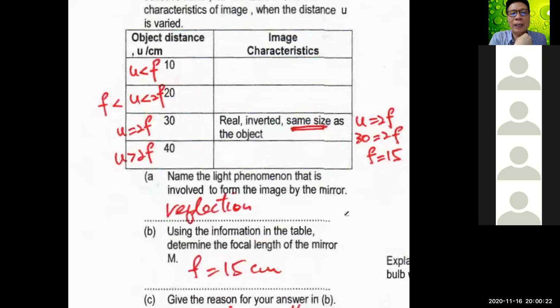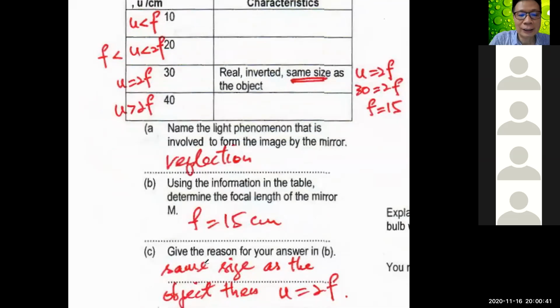Shani, what is the reason? Why can you say the answer focal length 15? Because 2F is 30, then 1F is 15. Yes, correct, very good. Because the image is the same size as the object, then you can say U equal to 2F. When U equal to 2F, then your F is 15. Okay, that's the reason.